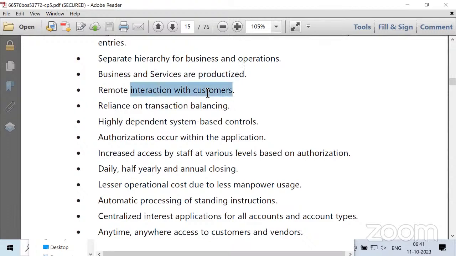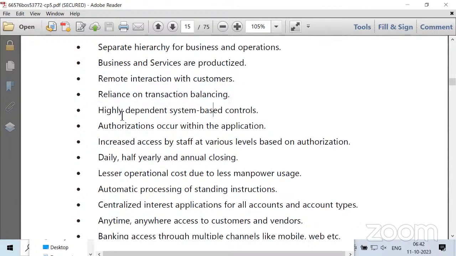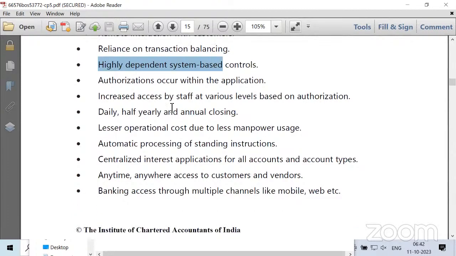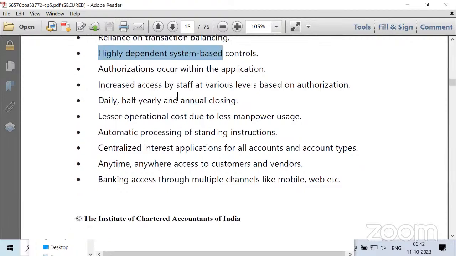Then remote interaction with customers. No need to go to the bank. All the customers are interacting remotely. Reliance on transaction balancing, then highly dependent system-based control. That is, in the application itself, we have proper control.